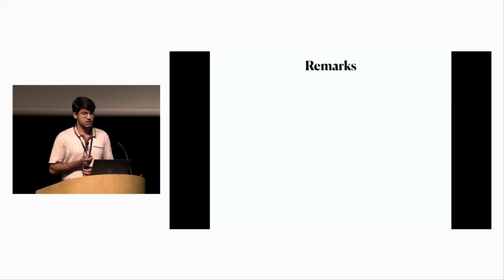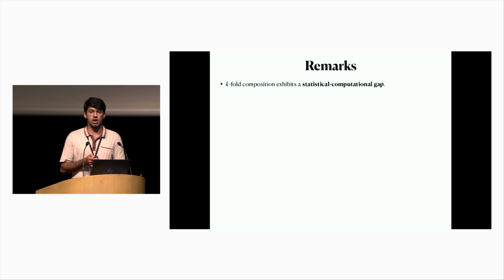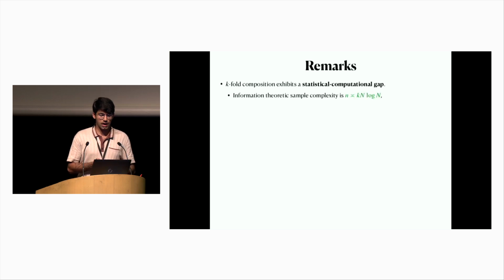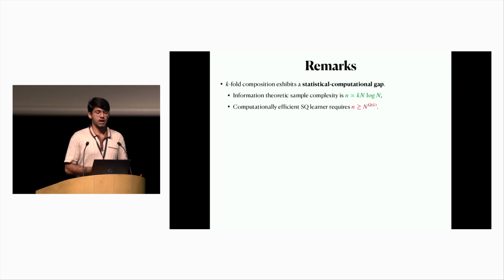So a couple remarks. The first is that the k-fold composition here is exhibiting a statistical-computational gap. The information-theoretic sample complexity is just k n log n, which is the log cardinality of the function class. On the other hand, a computationally efficient learner requires n to the Omega(k) samples.